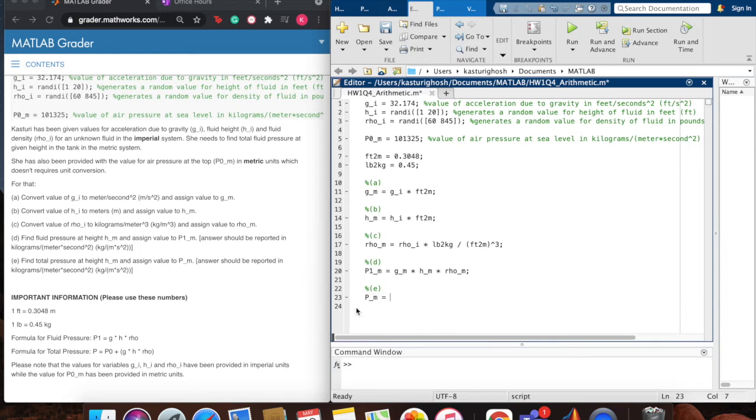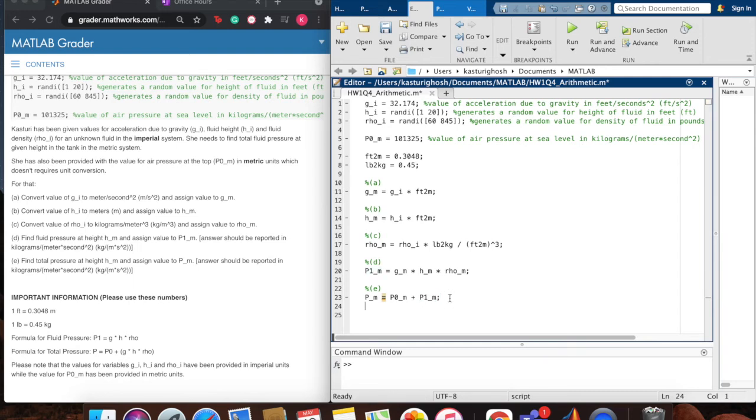And what is the formula for P? So the formula for P is P naught plus g times h times rho. So for pm, this part is the same as P1M. And P naught M is given to us in the question. And this is already given to us in the metric system. So I do not need to convert this. So here I'm simply going to write P naught M plus P1M from part D. This should be caps lock, sorry.